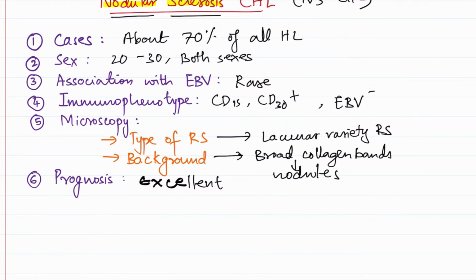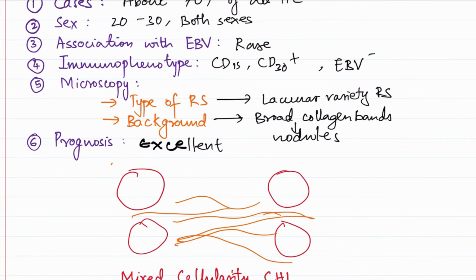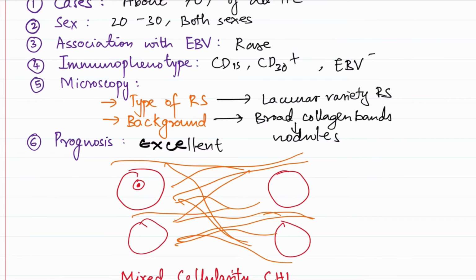Now how does it look? There will be several nodules, and in between these nodules there will be collagen fibers. So collagen sclerotic bands will be present that will divide it into nodules. And then inside that we have our classic lacunar variant. So there will be a lacunar variant of Reed-Sternberg cells.